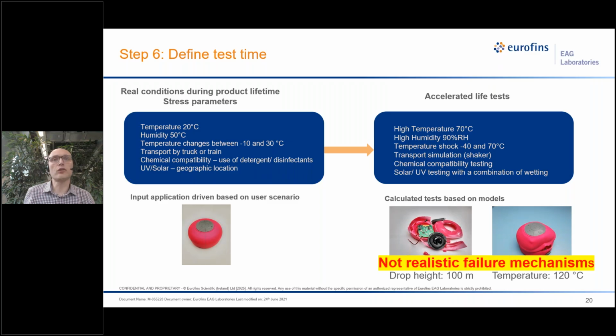An acceleration factor can also be determined for chemical compatibility of materials if the contact time between detergent and material can be examined. Suppose a smartphone is cleaned with a detergent once a day for 4 years, then the contact time can be calculated and translated into a test duration.